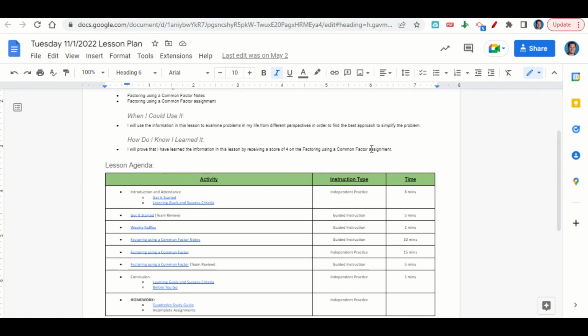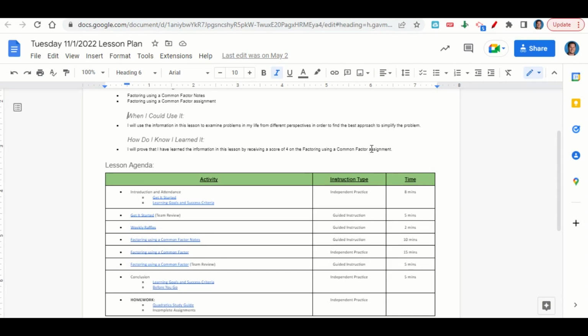Now let's take a look at our agenda for today. We will begin by going over our learning goals and success criteria. While we do that, you'll fill out your Get It Started. Once you've completed your Get It Started, we'll go over it together and answer any questions that you may have. Next, we'll do our weekly raffle. After that, we'll go over the factoring using a common factor notes, and then I'll give you time to complete the factoring using a common factor assignment. Once you've completed the assignment, we'll go back over it together and answer any questions that you may have.